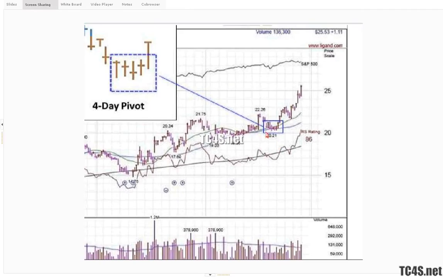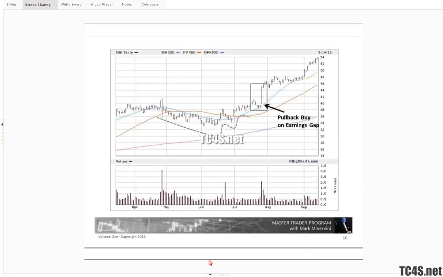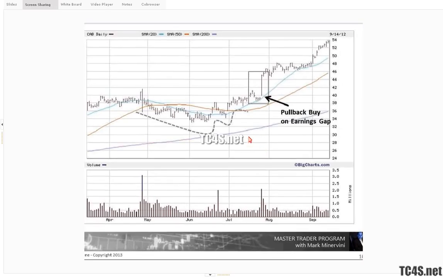In this particular case, you see we get a 1, 2, 3, 4, 5-day pullback, 1, 2, 3 days. So we actually form this little 4-day pivot. And then you see the two-step? We pull into the range, and then when we take out the upper range there, that's the point of action. Some of these, as you can see, they say Master Trader Program, are actually some charts that were taken from the workbook of the Master Trader Program.